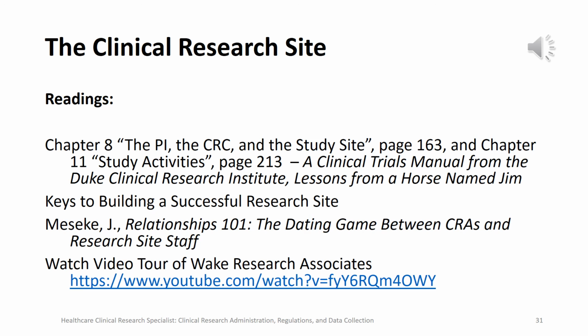So you have some readings to do. First of all, I want you to read Chapter 8, which is titled The PI, the CRC, and the Study Site. This is found on page 163 of the Horse Named Jim book. That's the Clinical Trials Manual from Duke Clinical Research Institute. So in addition to reading Chapter 8, I'd like for you to read Chapter 11, which is the site or the study activities, and that begins on page 213.